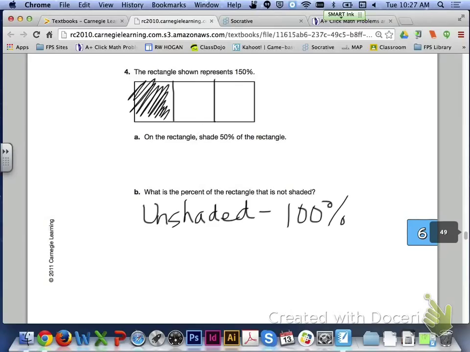Here is what your answers should look like for letter A and letter B for number 4. If I break that rectangle up into equal sized parts, you can see that 50% of the rectangle would be shaded in. And for letter B, the unshaded part, that would represent 100%.